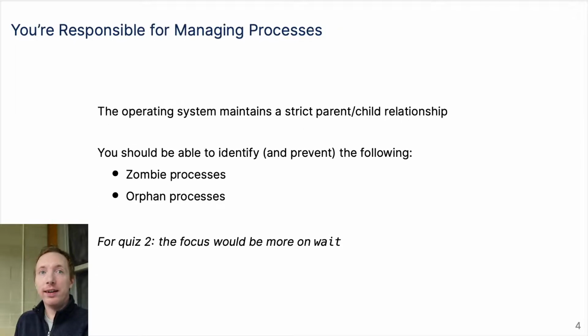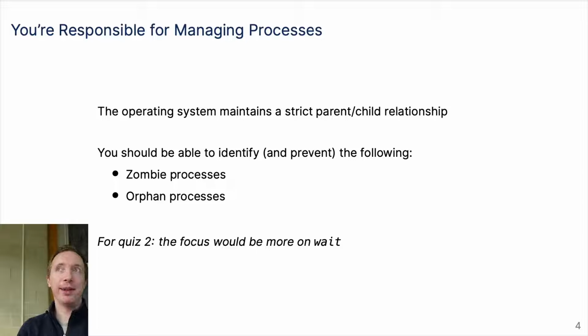So if you want to wait for all your children to die, you just keep calling wait until it returns an error. Yeah, so if you are a process, you can only wait on your direct children. So if you create them, you should know how many you have.